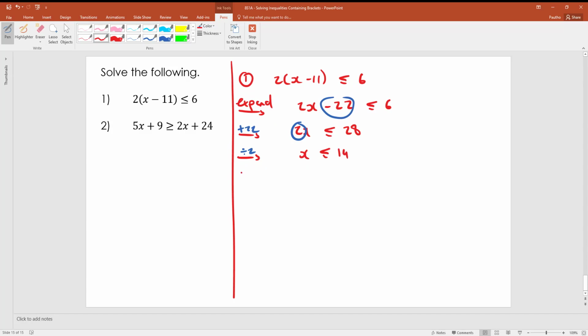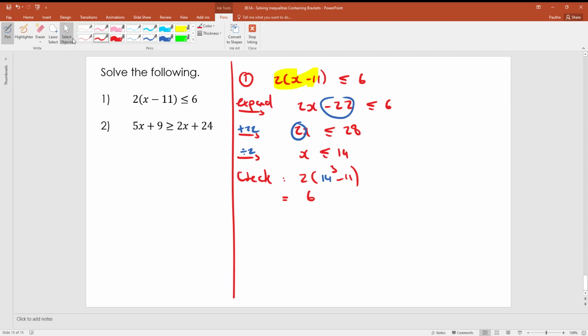Let's do a little check. So let's put 14 back into the left-hand side. So 2 times 14 minus 11. Well, 14 take away 11 is 3. And 2 times 3 is 6. So I'm definitely right, because when x is 14, I get exactly 6.